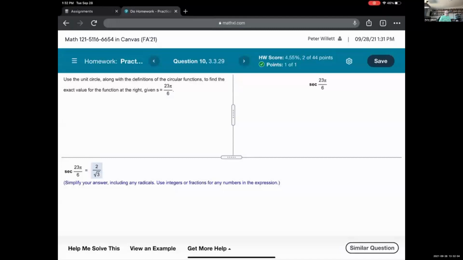Other questions at all about how I did this problem number 10 from the practice problems?